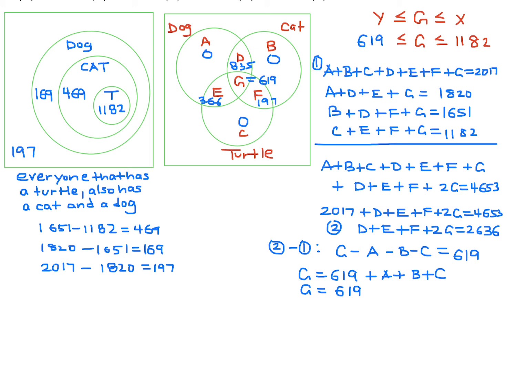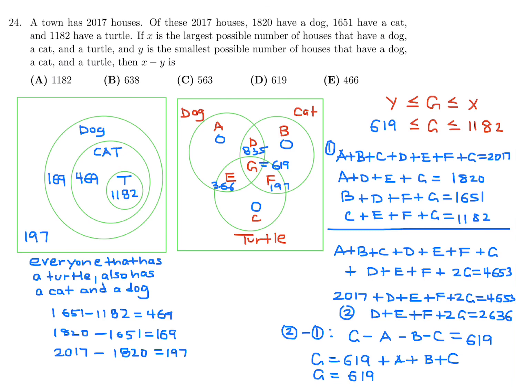619 is the minimum. So now all we have to do is figure out X minus Y. X is 1182. That was the maximum value for G, which represents all the people that have a cat, a dog, and a turtle. The minimum was 619. So 1182 minus 619 is 563. And therefore, number 24, the answer is C.